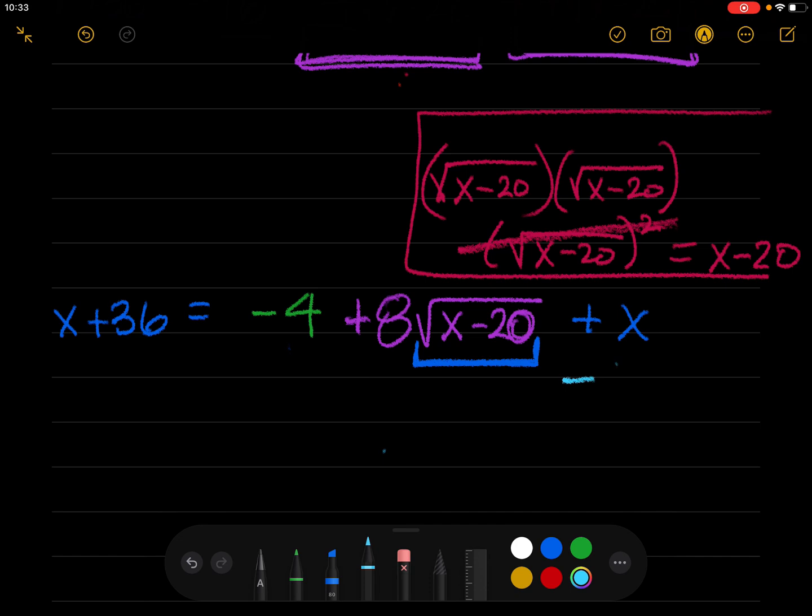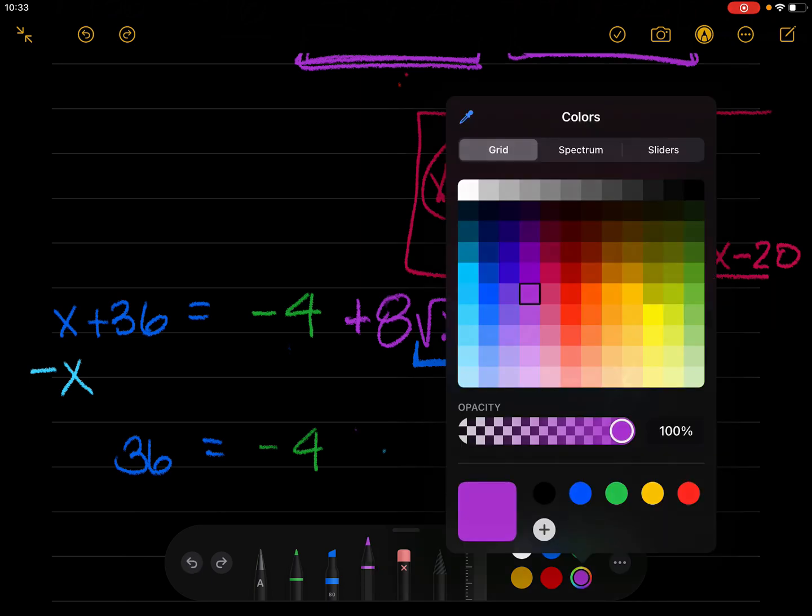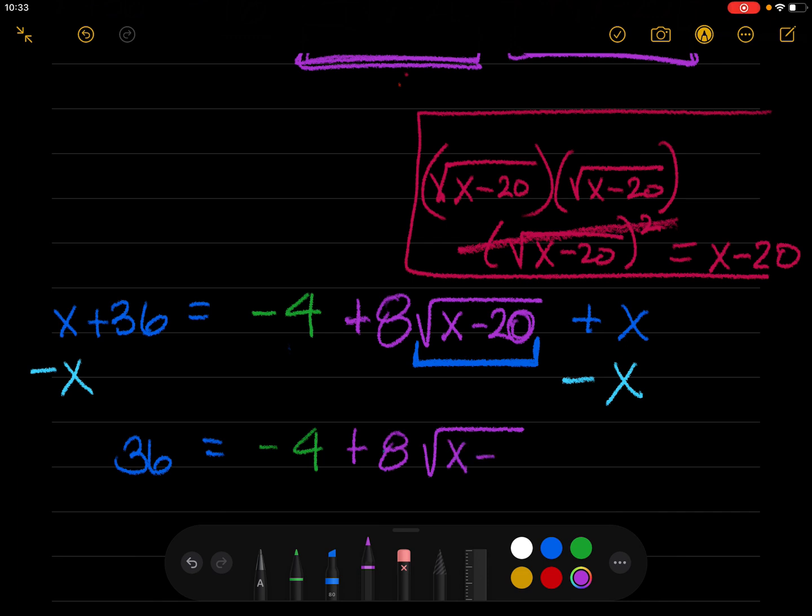Okay, so I'm going to subtract x on both sides. That's going to leave me with 36 equal to. A really nice thing that happened on this problem, it may not always happen in the future, but right now, the x terms both canceled out. So it's going to make our process of solving a little easier as we go forward. But keep in mind that does not have to happen, and it may not always happen in the future. I still have my negative 4 plus my 8. I'll leave those the same color they were just because I feel like it's easier to see. So we'll make plus my 8 square root of x minus 20. Keep in mind, again, those x's did cancel, right?